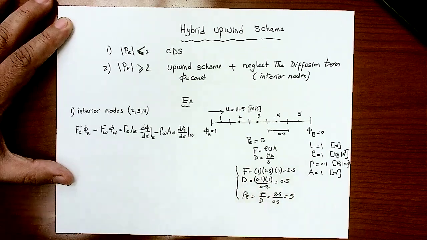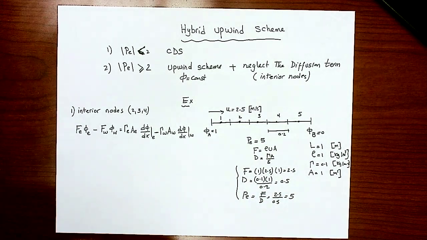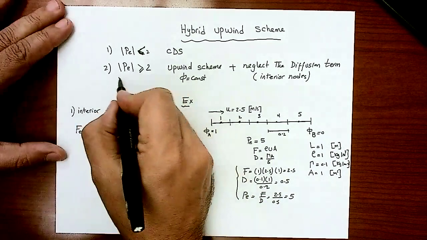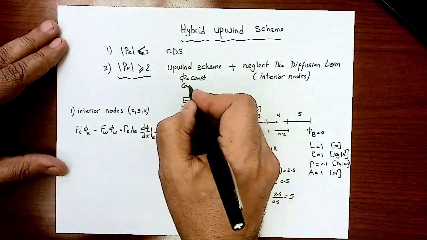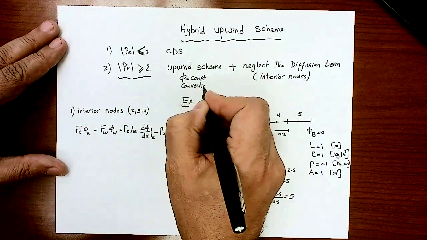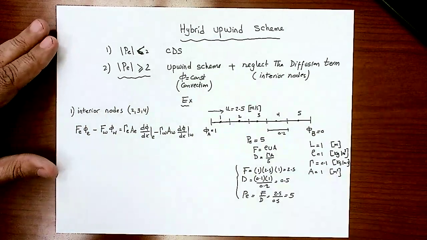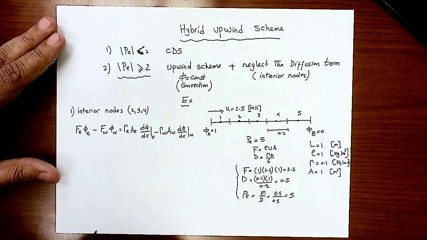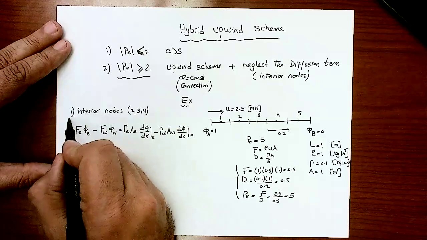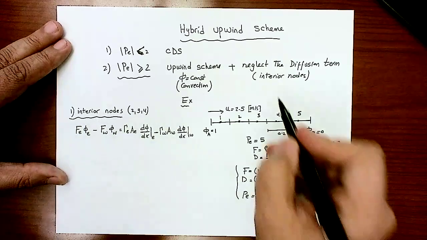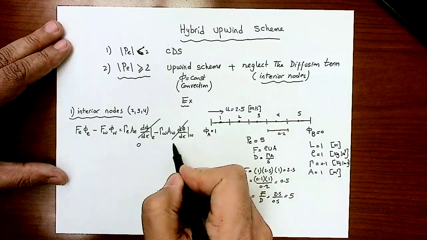Just to remind you what the values are. Now the Peclet number is greater than 2, so I'm going to stick to this: use the Upwind scheme for the convection term and neglect the diffusion. Let's see what we're going to do. Since I'm talking about interior nodes, these are interior nodes, right? I'm going to neglect the diffusion for the interior nodes, which means that this is going to be 0, and this is going to be 0.